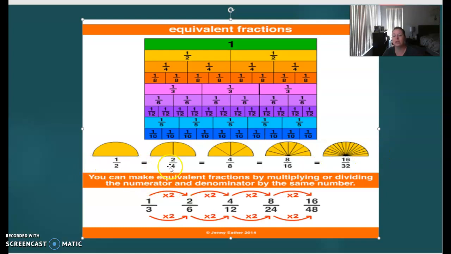1/2 is the same as 2/4. 2/4 is the same as 4/8. 4/8 is the same as 8/16, and 8/16 is the same as 16/32. You can make equivalent fractions by multiplying or dividing the numbers. If we're going to multiply to get an equivalent fraction, whatever we multiply by the top, we have to multiply by the bottom. So if I multiply by 2, 1 times 2 gives you 2, 3 times 2 gives you 6. You can keep doing it, but it needs to be the same number that you multiply both by.